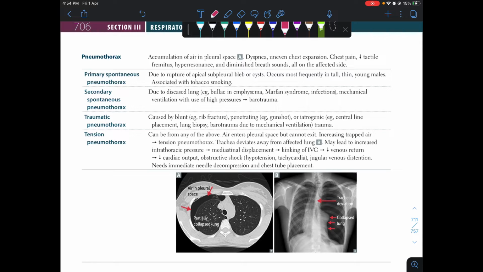Now let's study pneumothorax. Pneumothorax means accumulation of air in the pleural space. As we know, there are two pleural layers, the visceral and the parietal pleura. The visceral pleura is attached to the lung and the parietal pleura is attached to the chest wall. And the pleural cavity is lined by mesothelial cells.